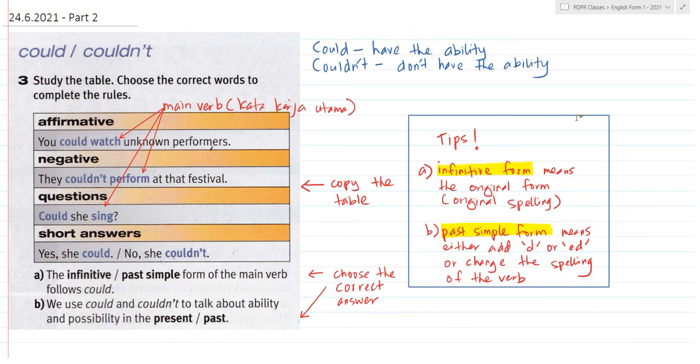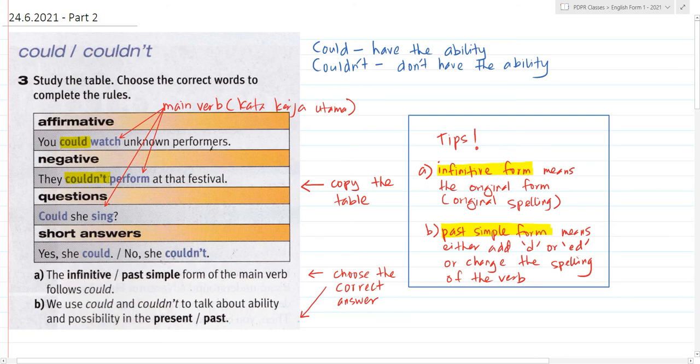Part 3, could or couldn't. Okay, the definition. Could means you have the ability to do something. Couldn't means you don't have the ability to do something. So here you have affirmative, negative, questions and short answers. Example here, you could watch unknown performers. Negative, they couldn't perform at the festival. Okay, the first example, the affirmative is here using could, maksudnya boleh. Negative using couldn't, maksudnya tidak boleh.